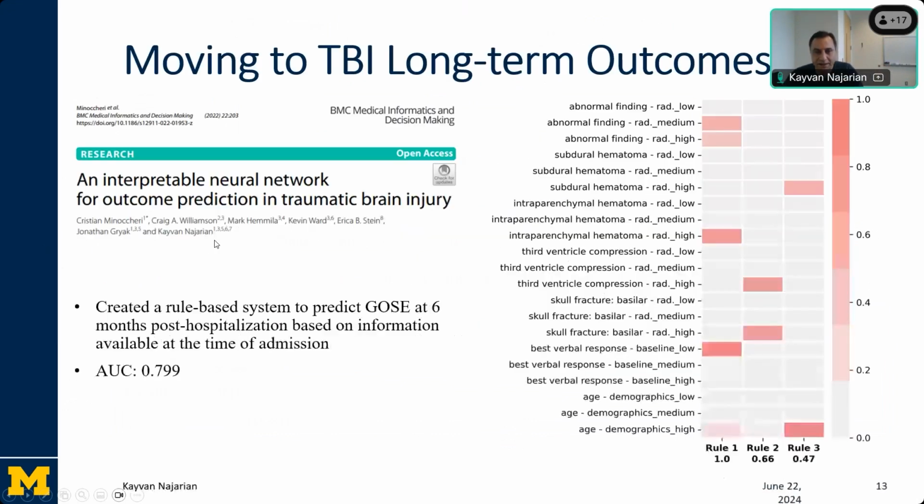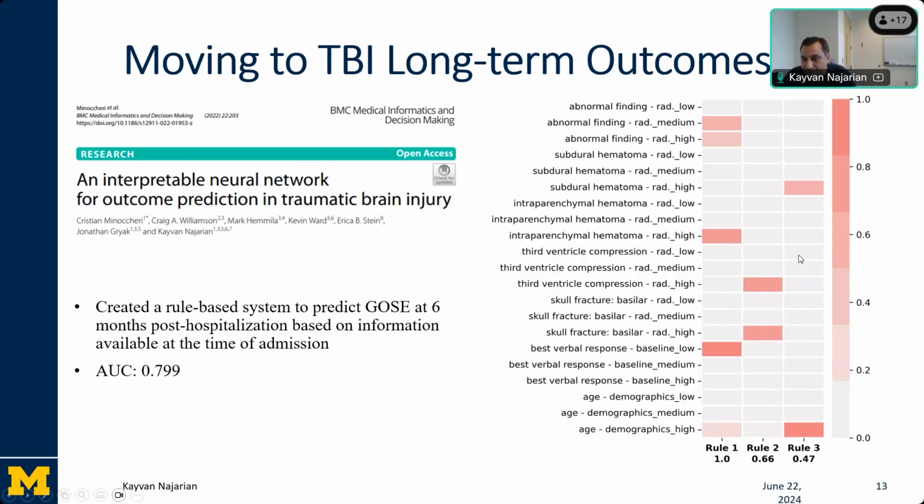So with this created for heart failure, let's get back to our discussion. We went to traumatic brain injury, and we looked at the factors that are used in traumatic brain injury. We created a set of rules, the same kind of model, an interpretable neural network for prediction of the outcome for TBI. Again, we look at GOSE at 6 months.